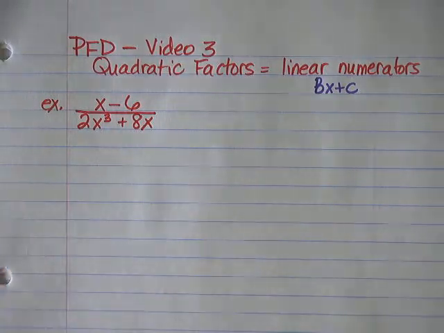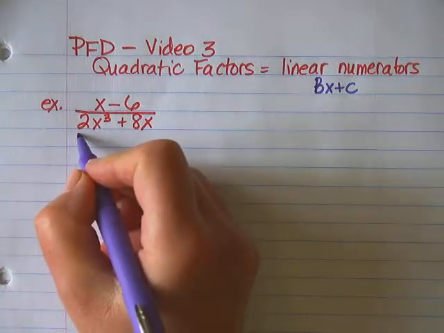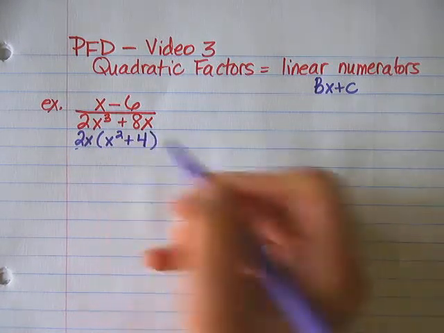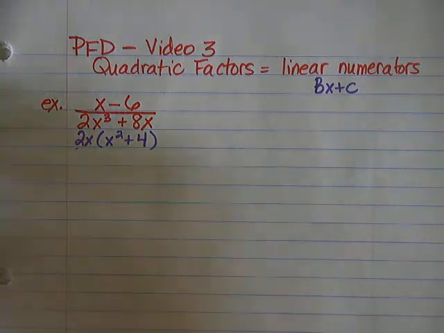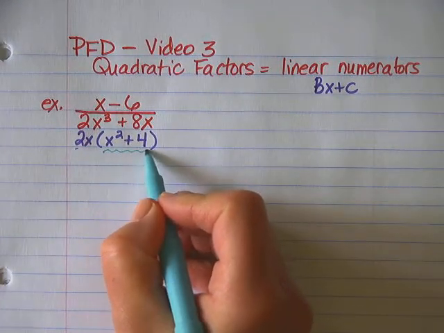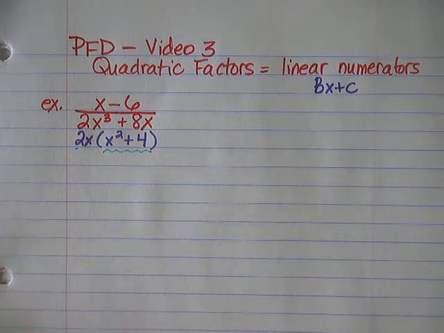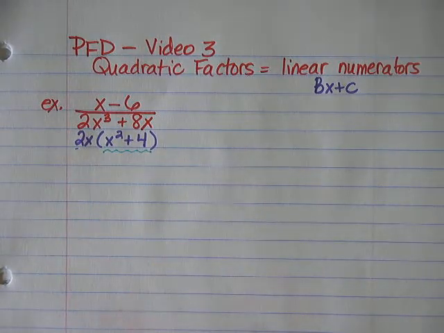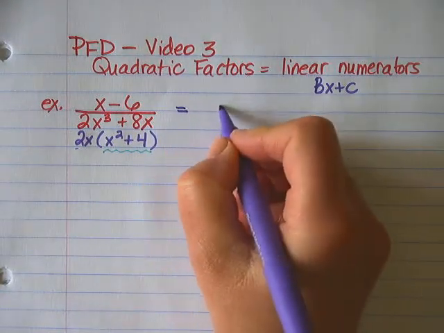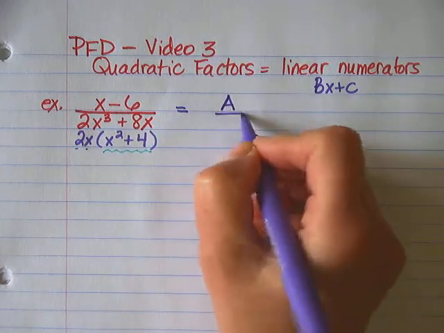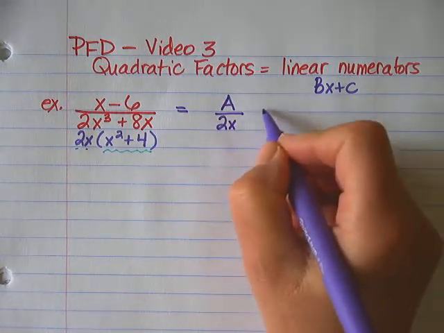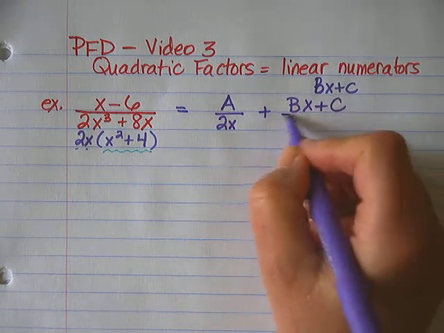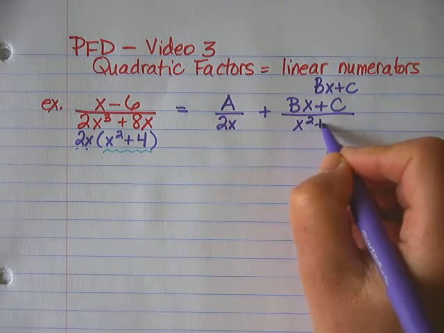So I'm going to start by factoring the denominator, and I see there's a 2x in common, so this is 2x times x squared plus 4. What we talked about here is if I have a quadratic factor in the denominator, in other words, something squared within your family, you need to rewrite this. It's going to be just a number a over 2x plus a linear numerator of bx plus c over x squared plus 4.